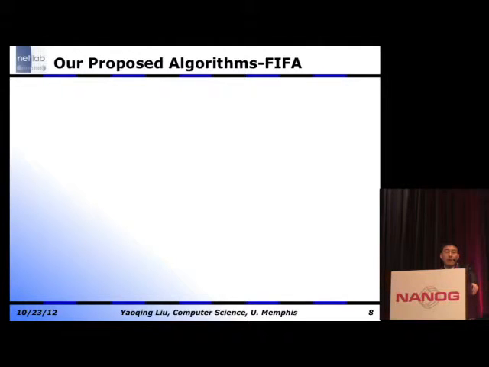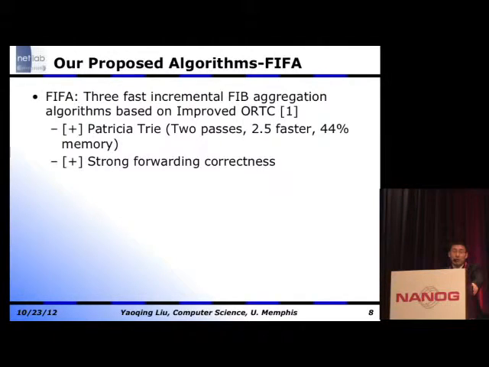So we propose three fast incremental FIB aggregation algorithms based on an improved ORTC. ORTC is also called the Optimal Routing Table Constructor. The original ORTC was first proposed in 1999 using a binary tree, and it needs three passes over the binary tree to get the one-time, optimal aggregation results. And there's no update handling for this algorithm.